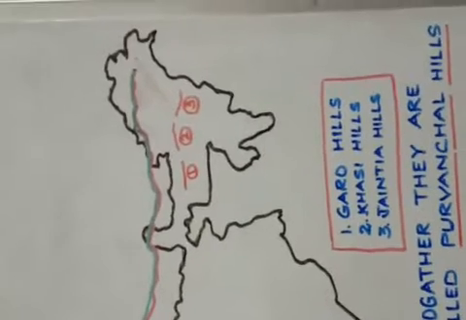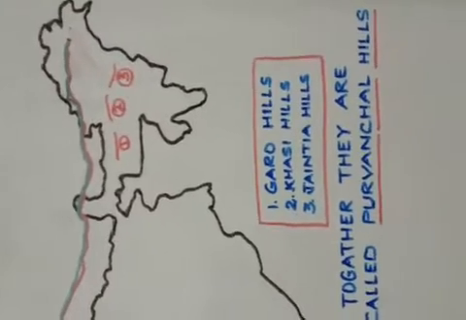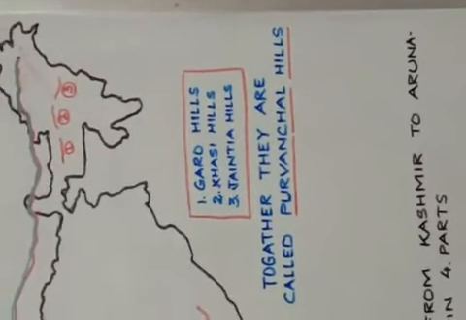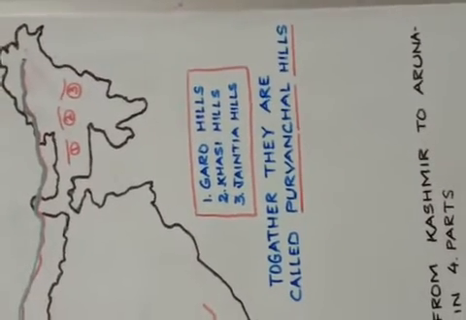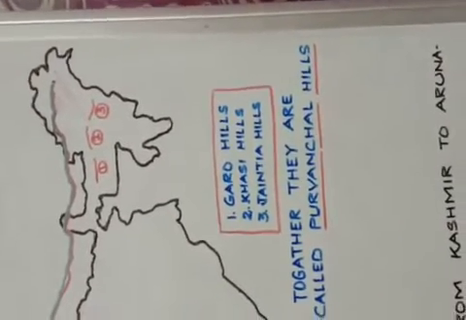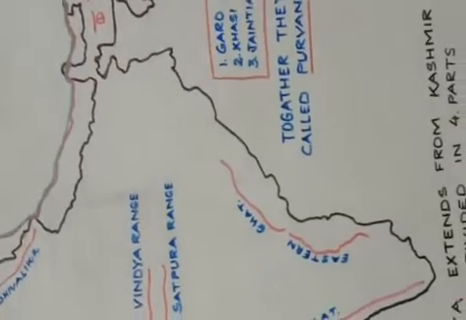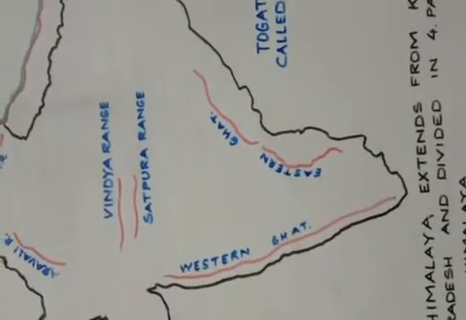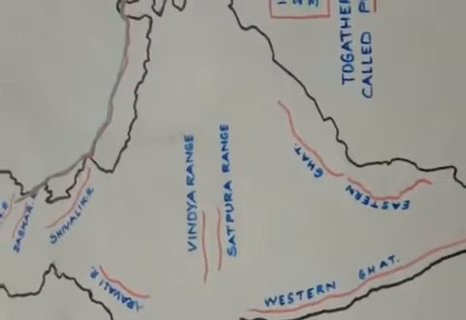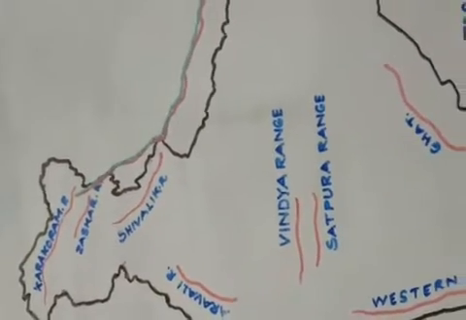On the eastern side you have three smaller ranges which have been marked 1, 2 and 3. These are Garo, Khasi and Jaintia hills. Together they are called the Purvanchal hills. Number 1 is Garo, number 2 is Khasi, number 3 is Jaintia hills. Then you have the Eastern Ghat, then the Western Ghat on the western side, Satpura range, Vindhya range, Aravalli range, Shivalik range. Then you have the Zaskar range and Karakoram range in Jammu and Kashmir.